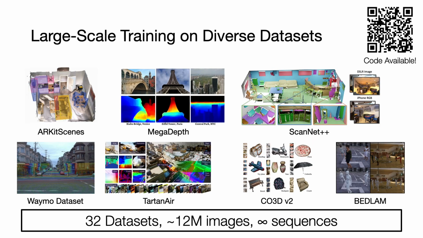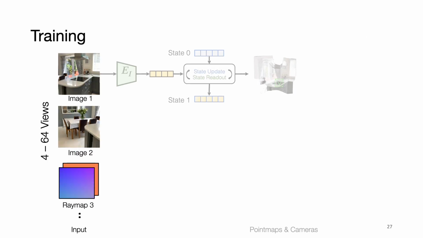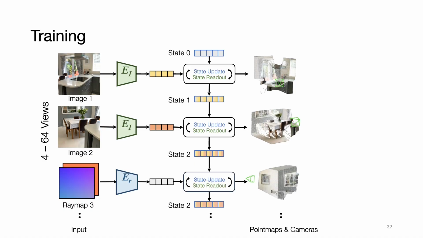Here, let me talk about training. In order to incorporate useful priors, we do have to train it on diverse datasets. So here we actually process 32 datasets of very different scenarios: static, dynamic, indoor, outdoor, real and synthetic. We also released the processing code if people want to use our data. During training, we feed a mixture of images and raymaps into the model, and we unroll the sequence to get a prediction for each. Then we add a regression loss similar to Duster to supervise the model.